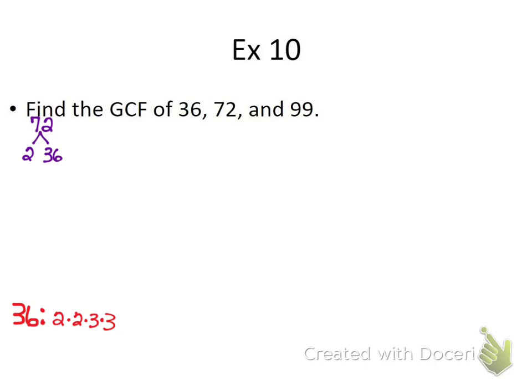2 is a prime number, meaning it only has 2 factors, 1 and 2 itself. What numbers can I multiply together to get 2? Just 1 and 2, right? Meaning it only has 2 factors. It's prime. So no, we circle it. Done. 36. Can I multiply 2 numbers together to get 36?